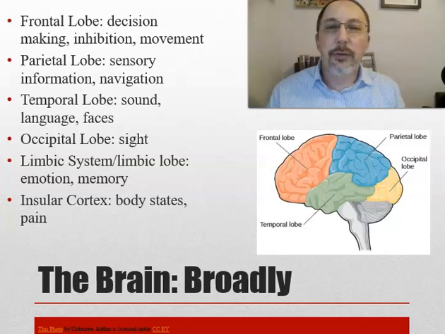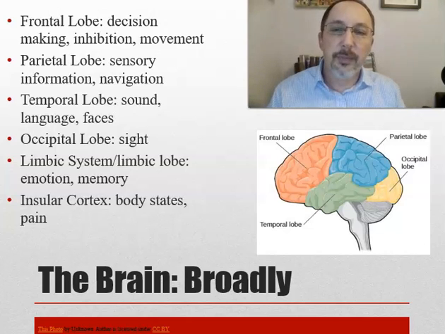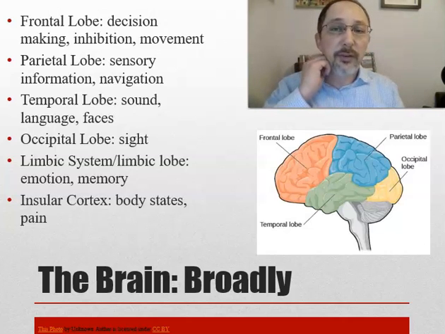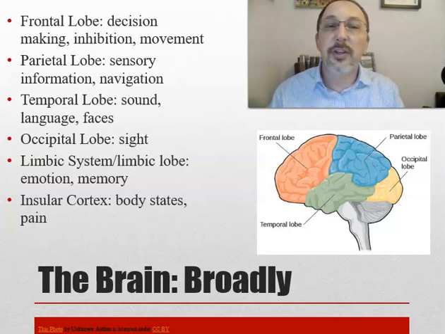The parietal lobe is associated with sensory information and navigation. The temporal lobe is associated with sound, language, and processing faces. The occipital lobe, sight, vision. It's such a dominant sense for us that we even use our ventral and dorsal streams through our parietal and temporal lobes to do visual processing. And then you've got your limbic system, sometimes called the limbic lobe, but not really. This is emotion and memory, our impulses. And then we have the insula, which tells us about body states and pain.